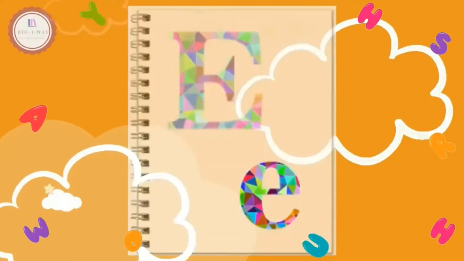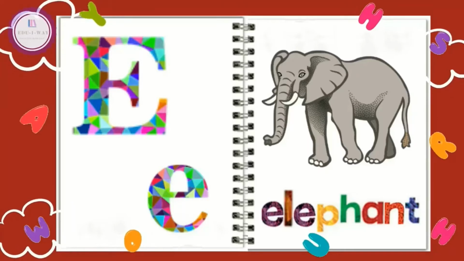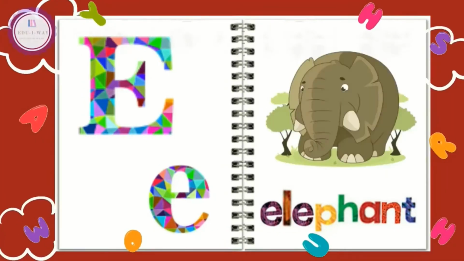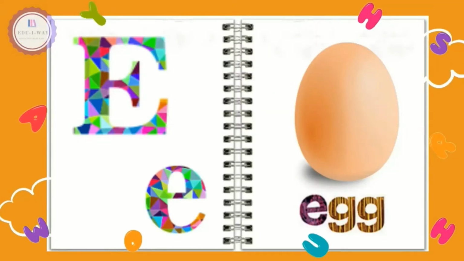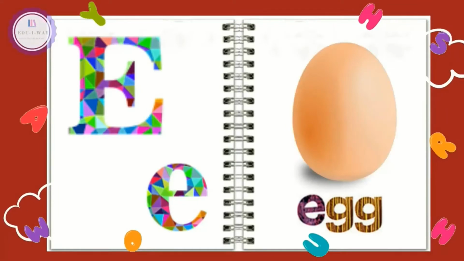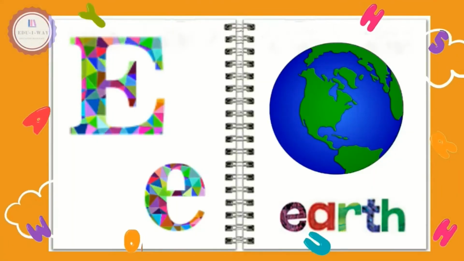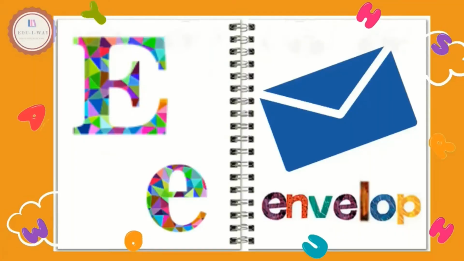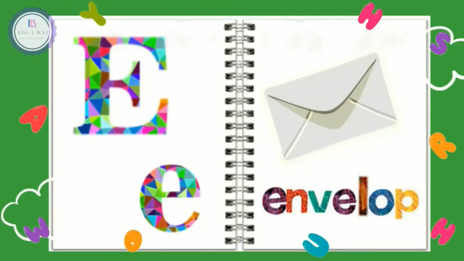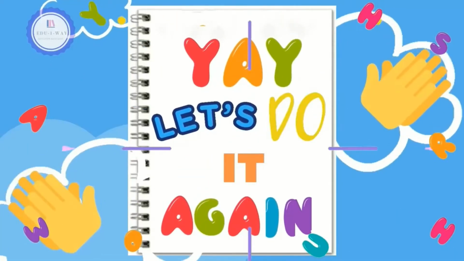E. E for elephant. Elephants, elephants, elephants. E for egg. Egg, egg, egg. E for earth. Earth, earth, earth. E for envelope. Envelope, envelope, envelope. Let's do it again.